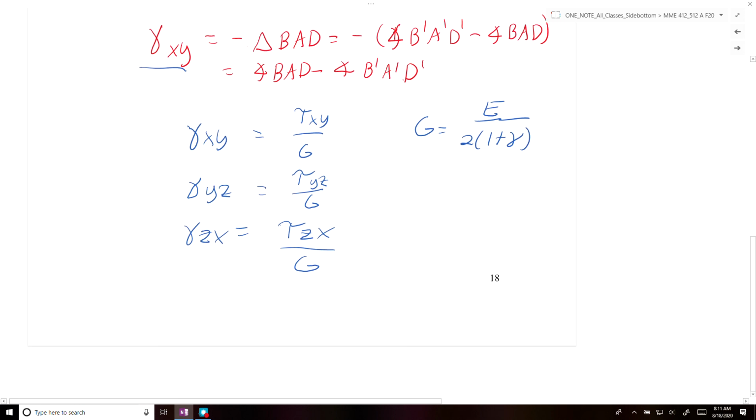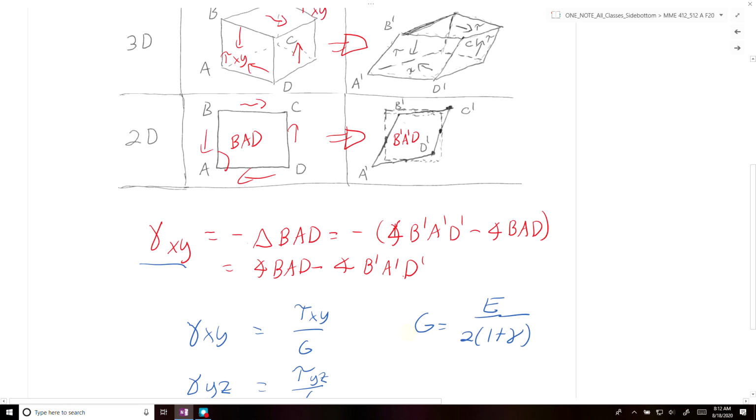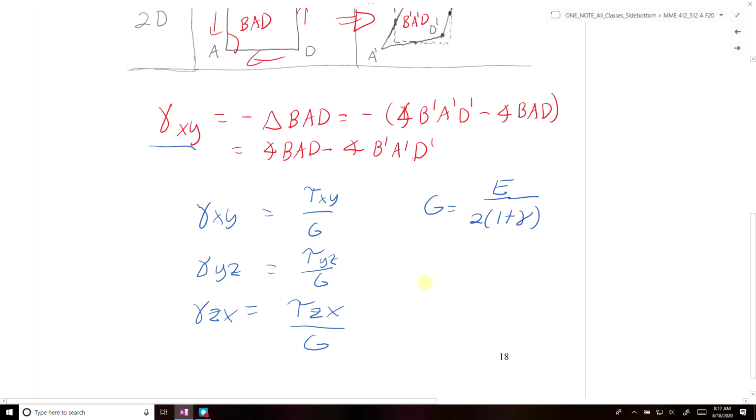Now, the one thing to note here is that unlike the normal strains, which are dependent on sigma x, sigma y, and sigma z, the shear strains are independent of each other's shear stresses. So gamma xy is only a function of tau xy, gamma yz is only a function of tau yz, and gamma zx is only a function of tau zx. So that concludes the definition of shear strain, and how you can relate shear strain to shear stress.